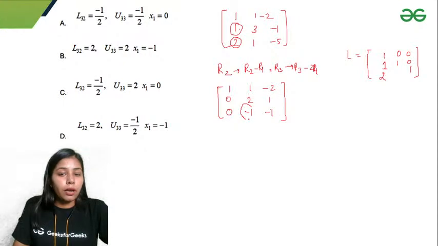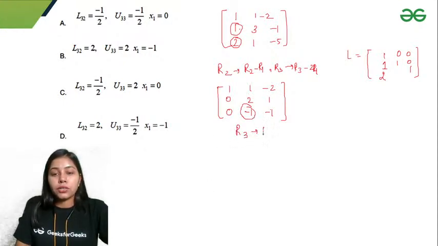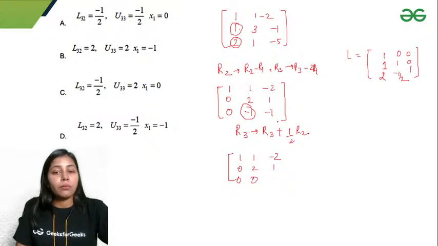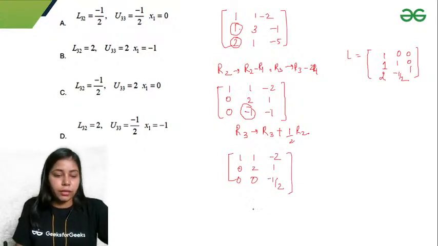Now again, I have to make this 0. What would I do? R3 tends to R3 plus 1 by 2 R2, right? That will make it 0. Now I am adding 1 by 2, so here in L I'll put minus 1 by 2. What would I get? 1 1 minus 2, 0 2 1, 0 0, and minus 1 plus 1 by 2, that will give me minus 1 by 2, right?